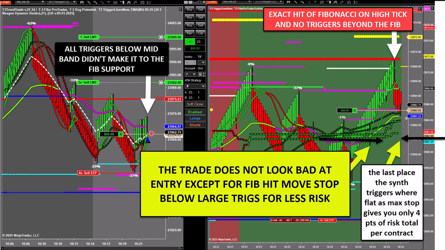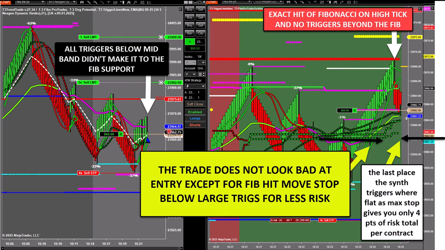We had divergence. The triggers were right. We got a pullback. We got an entry. The only bad thing about it is we didn't really make it down to fibs. It's not a bad bottom, but we've got the mid band here.